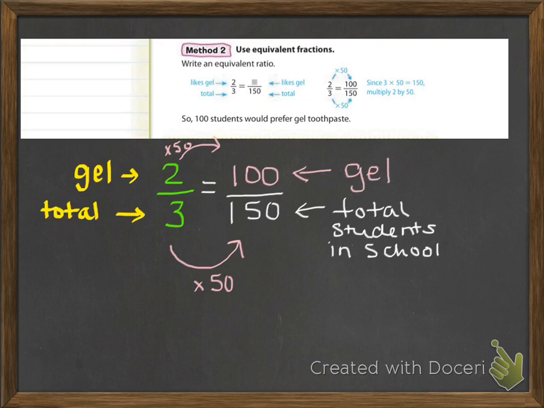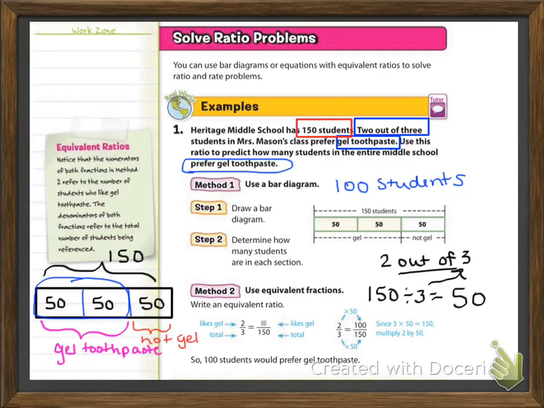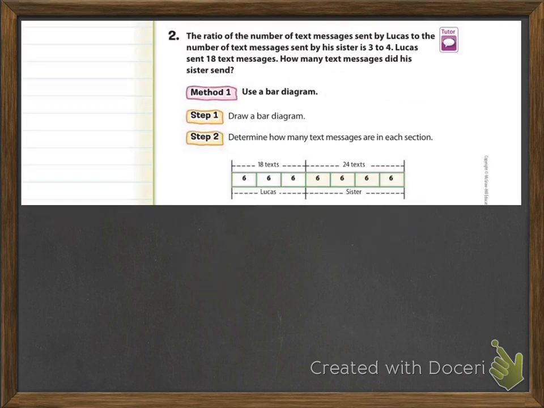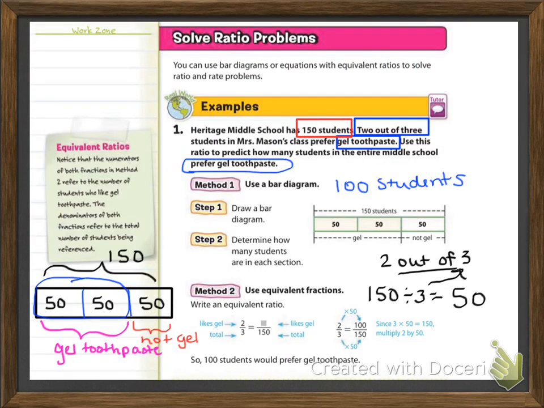So you can use either of those methods to solve the problem. You have the bar diagram method here, and then you have the equivalent fractions method right here. All right, let's look at example 2. This example is a little bit different because I want you to remember that this example says 2 out of 3. So this is an out of example. So again, let's draw some attention to that. Just make sure that we know out of.